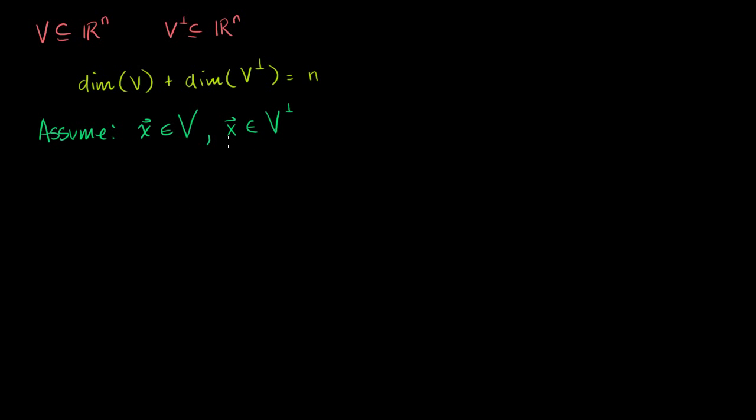Now, what does this second statement mean? Membership in the orthogonal complement means that x dot v is equal to 0 for any v that is a member of our subspace. That's what it means to be a member of V's orthogonal complement.